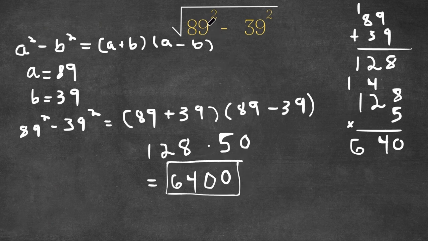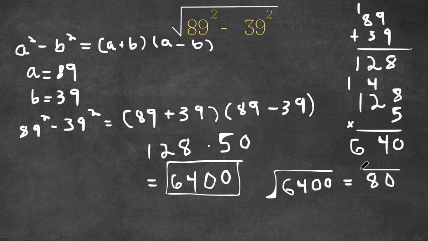However, we want to find the square root of 6,400. So the square root of 6,400, well, the square root of 64 is 8. So the square root of 6,400, this would be 80. So now this is our answer.